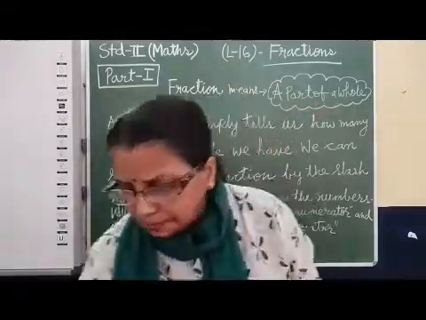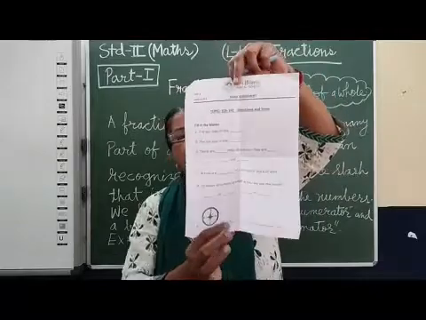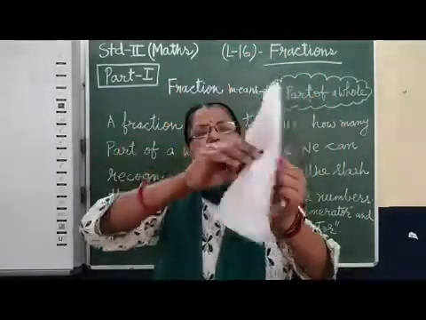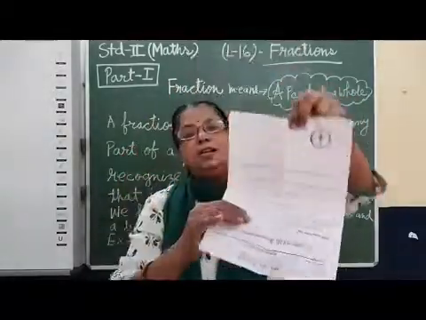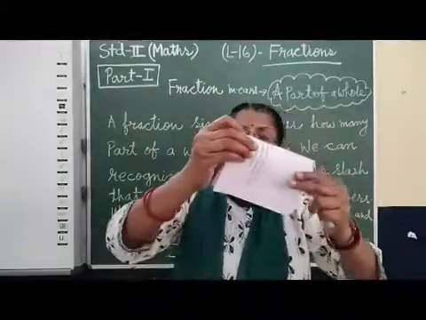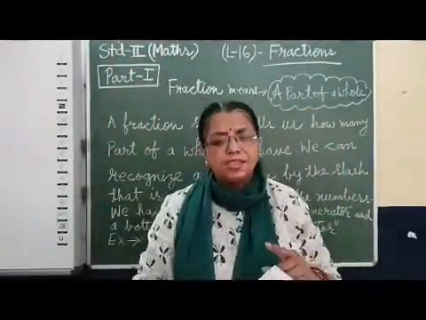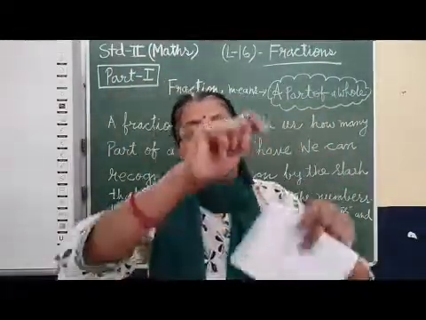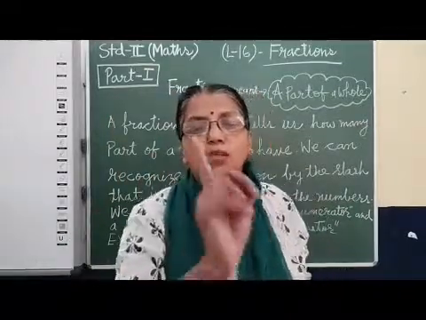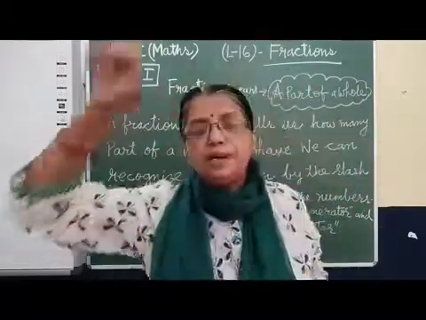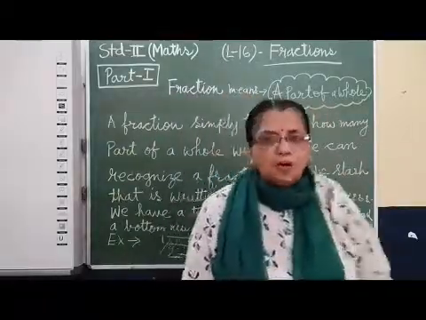Just now I have shown you, this is a whole paper, one complete whole paper. If I fold it in half, I am making it into 2 parts, first the upper part and the lower part. If I fold it again, then I am making this paper into 1, 2, 3, 4 parts. If I take, tear or color one part, that is a part of a whole. One part of a whole. One part out of 4. That is the fraction. This is the meaning of a part of a whole.